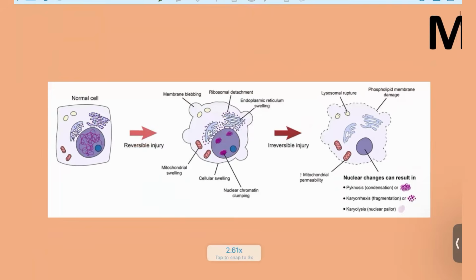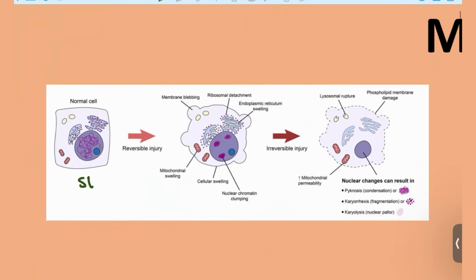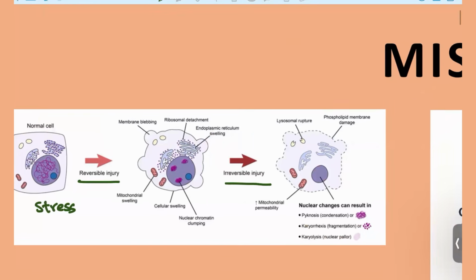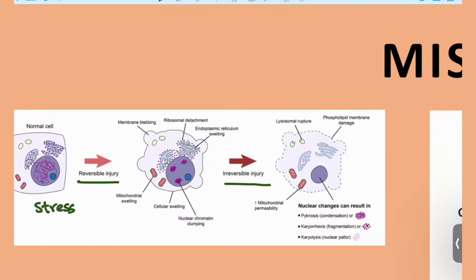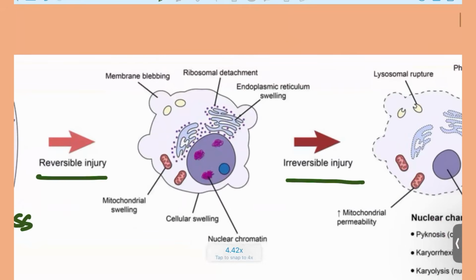First, the normal cell. Whenever the normal cell has stress, when the stress is triggered, it is going to start injuring by itself. How? Sometimes it can be a reversible injury and sometimes an irreversible injury. So when we see under the microscope, how can we tell whether the injury of that cell is reversible or irreversible? What are the changes that we are going to see? In the reversible injury, there will be membrane blebbing. That means cell swelling, mitochondrial swelling and cellular swelling.